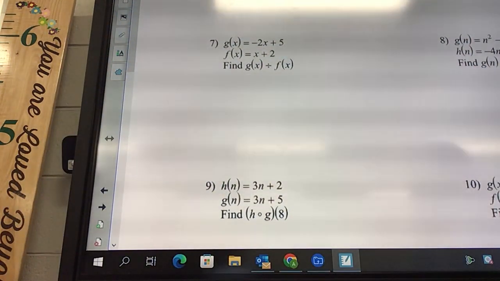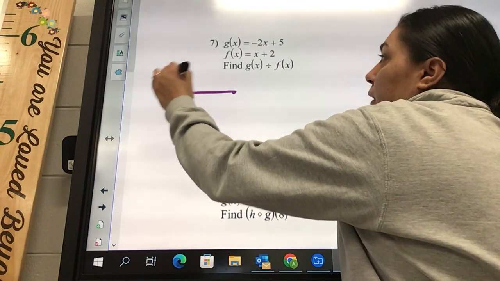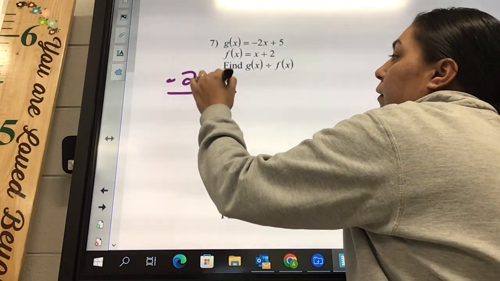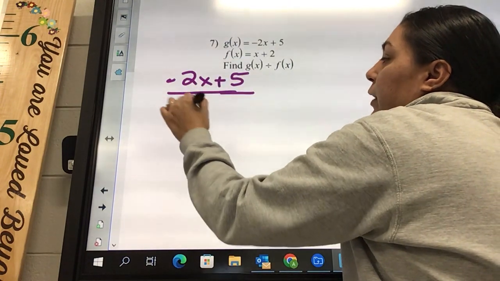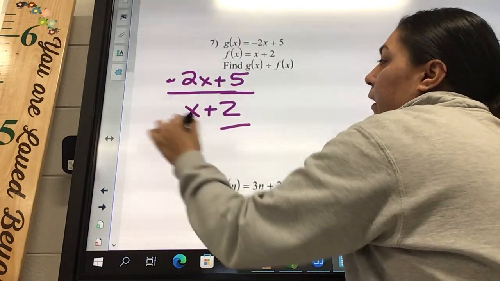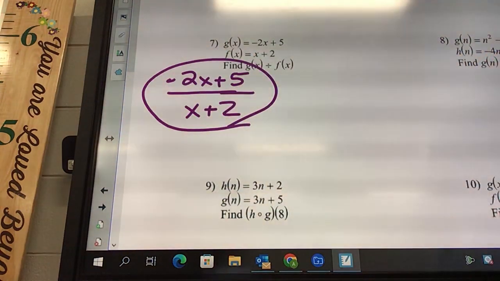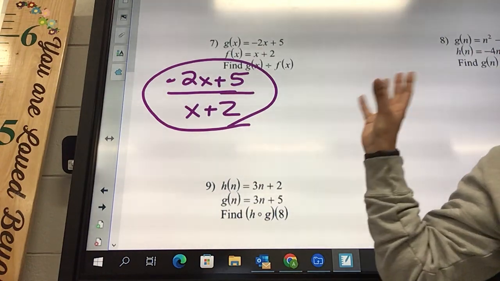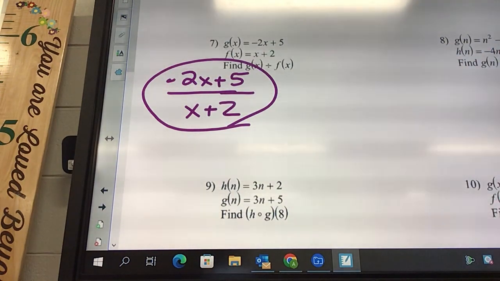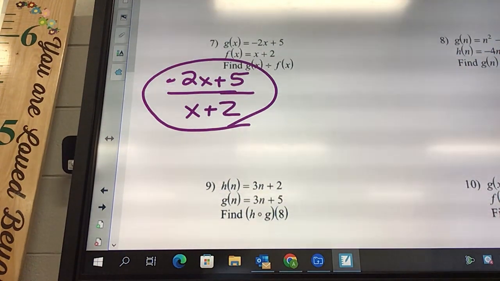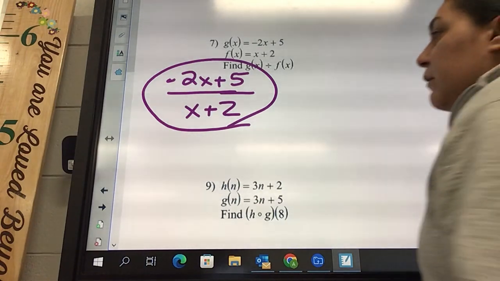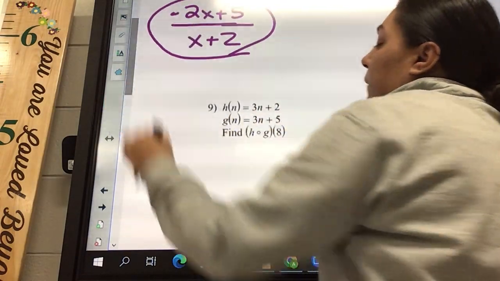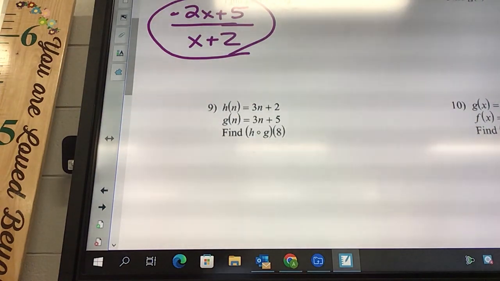7. It says g of x divided by h of x. What's going to go on the top? Negative 2x plus 5. Good. And then we got x squared. Okay, now, these can be simplified further. We're not going to today. This is as far as I want you to get, okay? And there's plenty of ways to divide problems like this, okay?